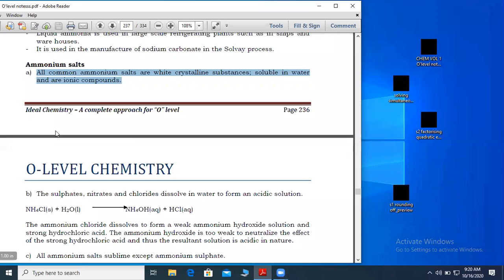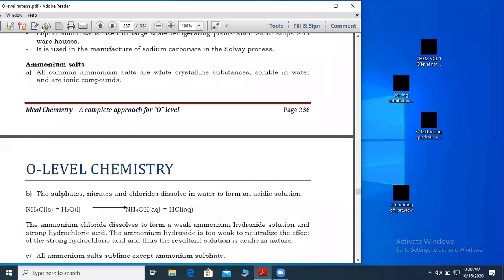Why is it like that? Take a look at this equation. When ammonium chloride or ammonium sulfate or ammonium nitrate dissolves in water, it forms two solutions. One solution is basic or alkaline, forms ammonium hydroxide plus hydrochloric acid. So one OH from water forms ammonium hydroxide, and the other hydrogen that remains forms hydrochloric acid.